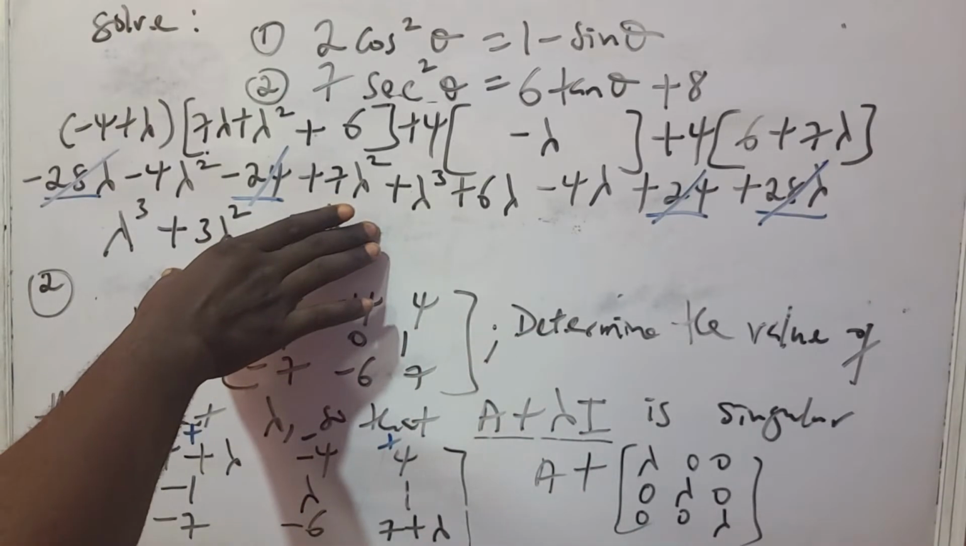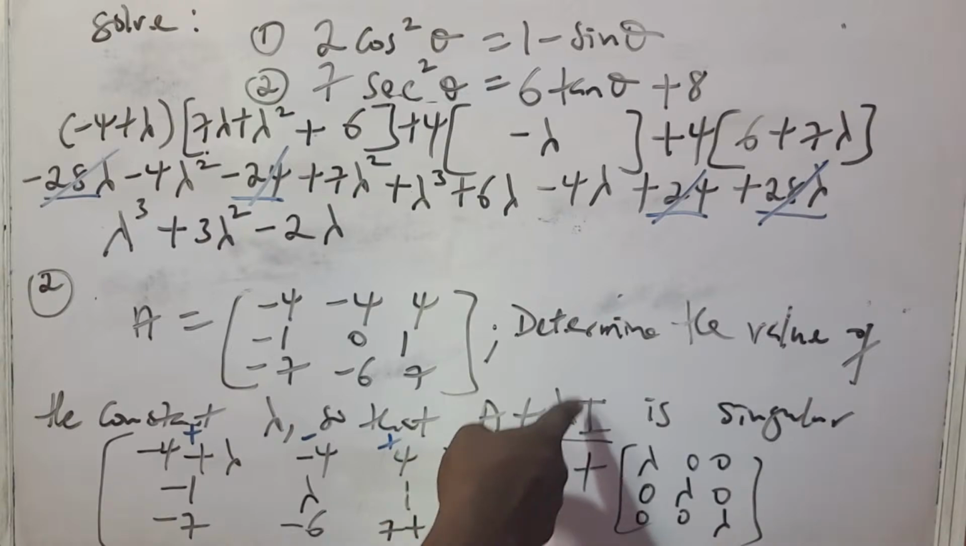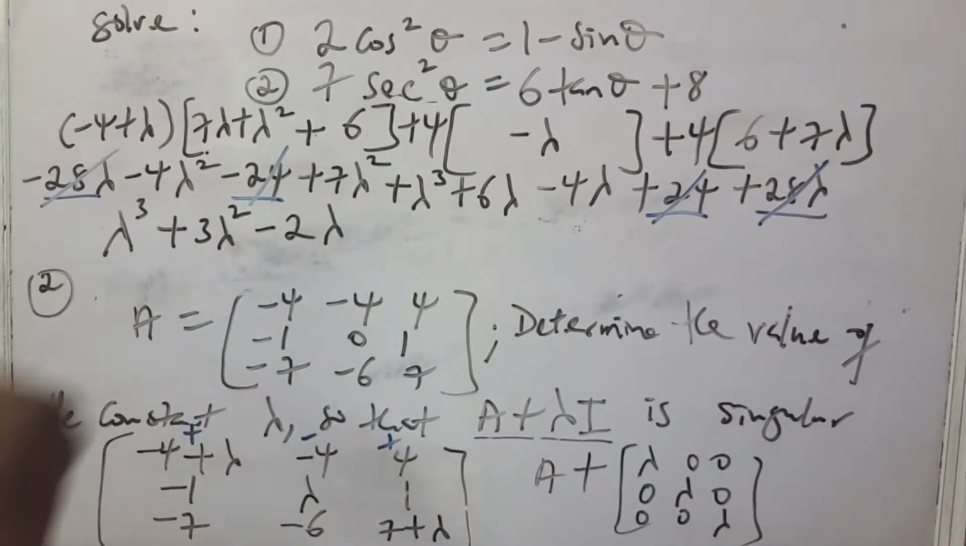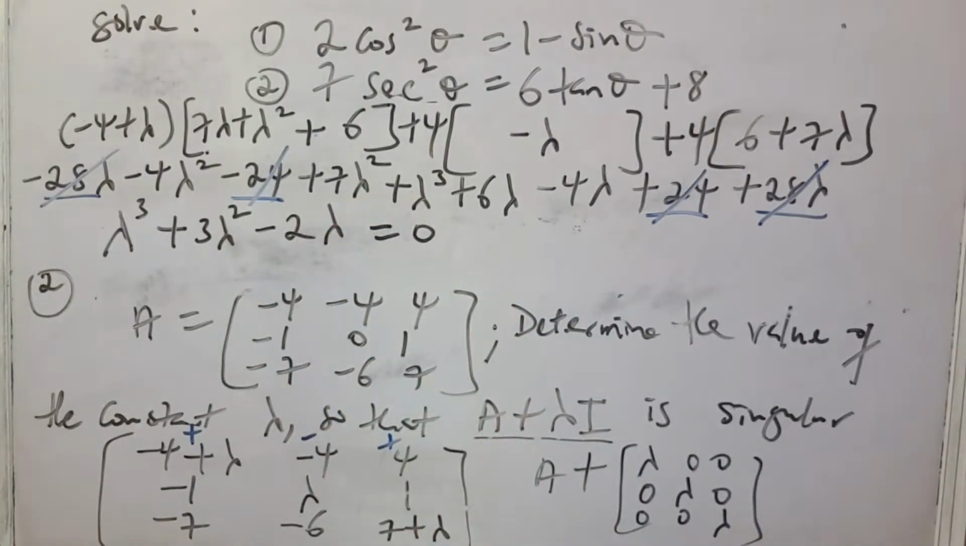That's what we have gotten. This is the determinant. But you are told to determine the value of the constant lambda so that A plus lambda I is singular. The meaning of that is so that the determinant is 0. Now that means we have to express this determinant being equal to 0. That's what we satisfy this side of the question.